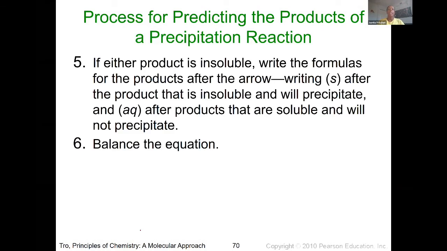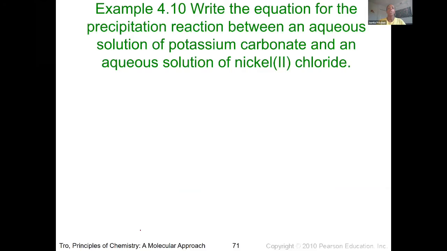All right, so then again, if either of those products are considered to be insoluble, we're going to write that S after it, and that's going to represent the precipitate, and AQ for anything that's soluble, and then we would balance our equation. So let's try an example here. It says, write the equation for the precipitation reaction of an aqueous solution of potassium carbonate and an aqueous solution of nickel 2 chloride.